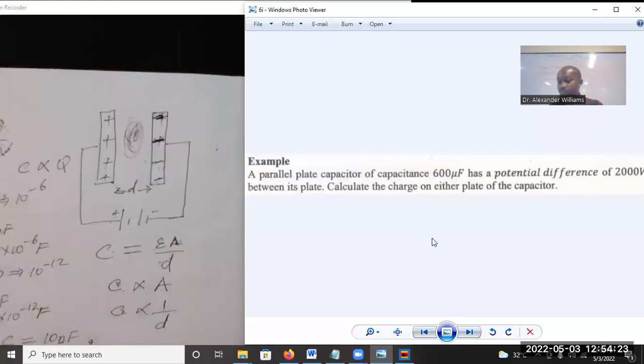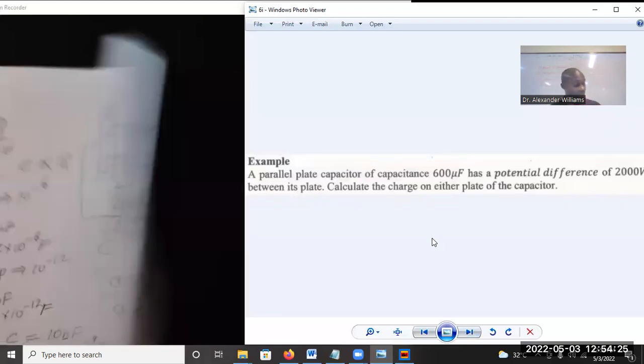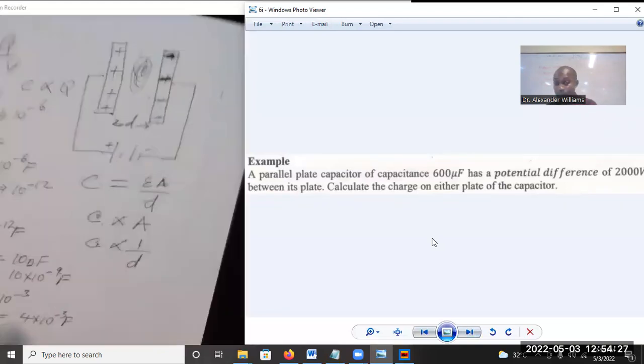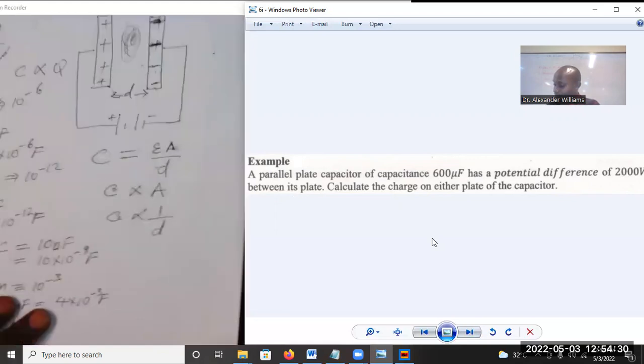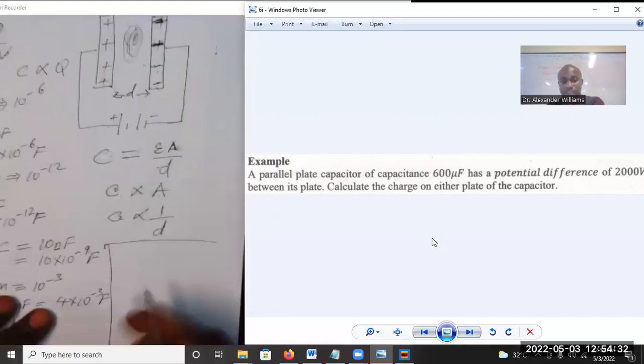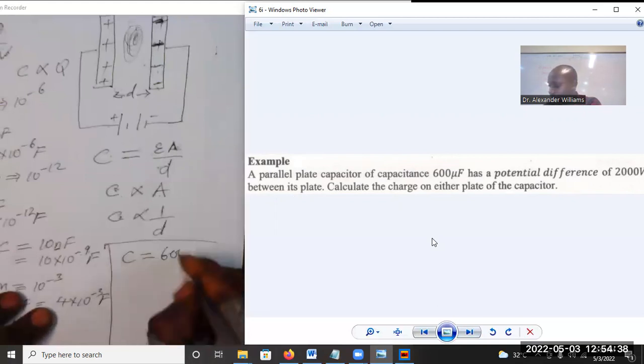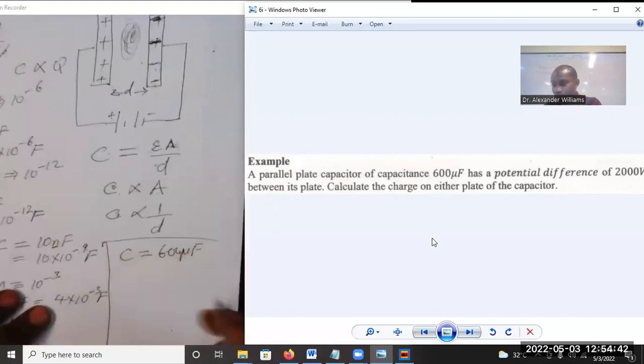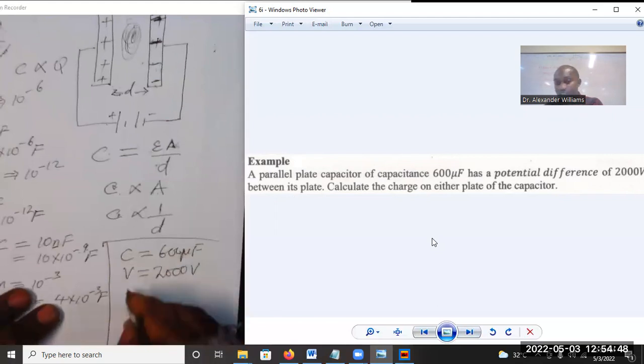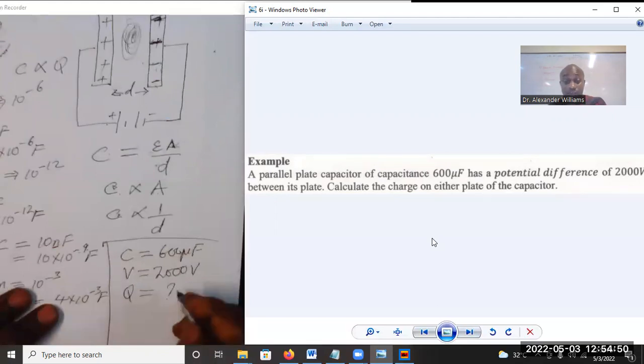For example, we have an example here. If you have a parallel plate capacitor, the capacitance is given as 600 microfarad and a potential difference V of 2000 volts between the plates. Calculate the charge. We are looking for the charge on either plate of the capacitor.